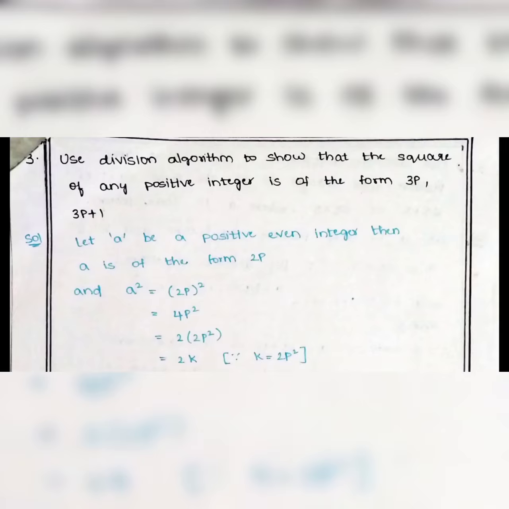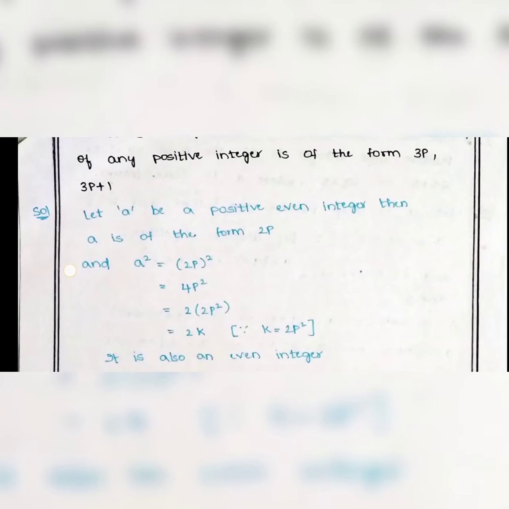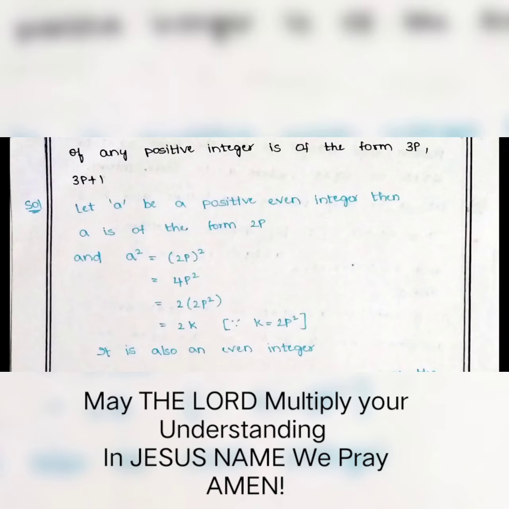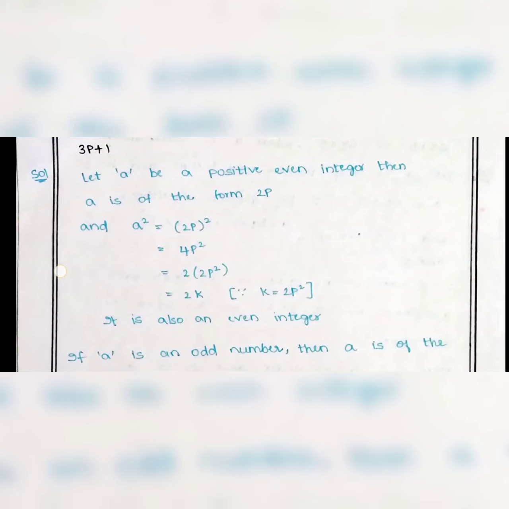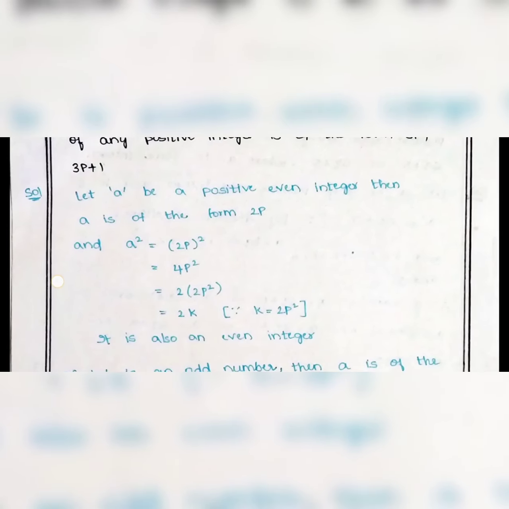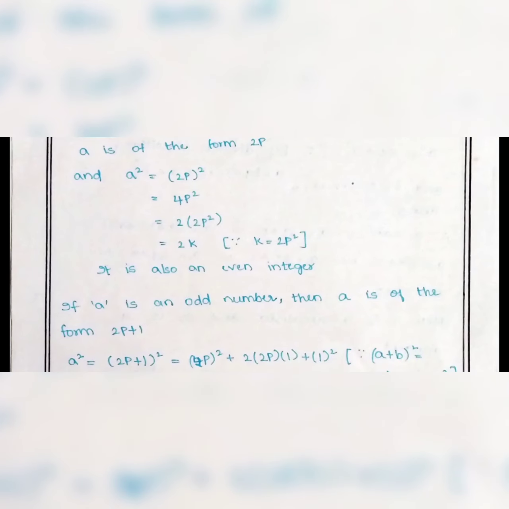So a square is equal to 2p whole square. 2p whole square will become 4p square. It can be written as 2 of 2p square. We can write it like this: 2 into 2 of p square. For example, if we take 2p square as k, it is also an even integer, because if we multiply anything with 2, we'll get an even integer only.